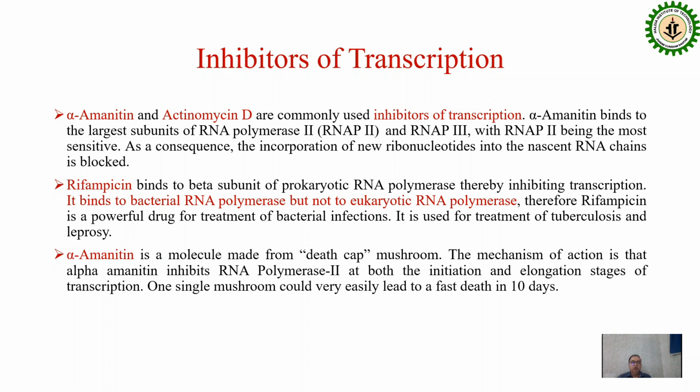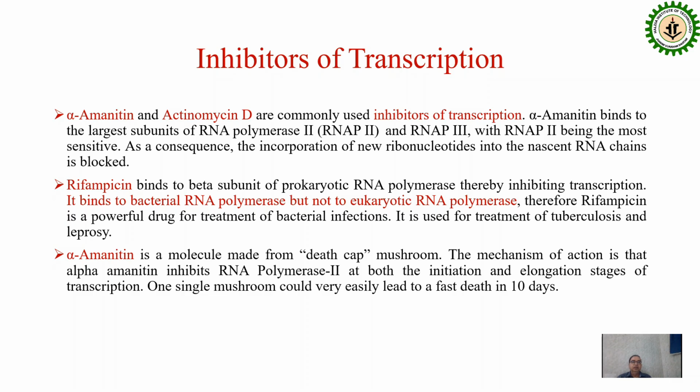Alpha amanitin is a molecule made from the death cap mushroom. The mechanism of action is that alpha amanitin inhibits RNA polymerase II at both the initiation and elongation stages of transcription. One single mushroom could very easily lead to fast death in 10 days. So we should be very careful before choosing a mushroom. We should use only edible mushrooms. Otherwise, alpha amanitin can inhibit the transcription.